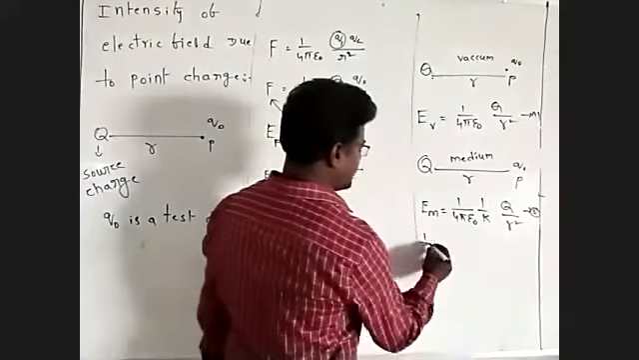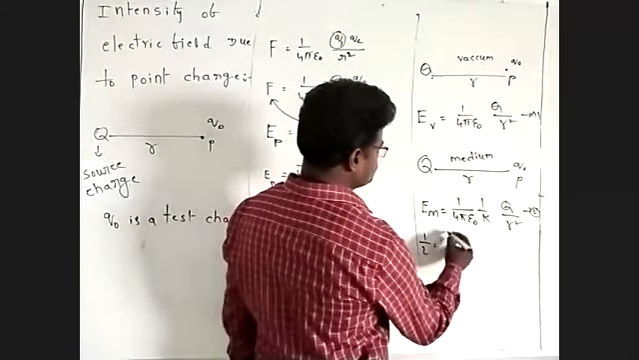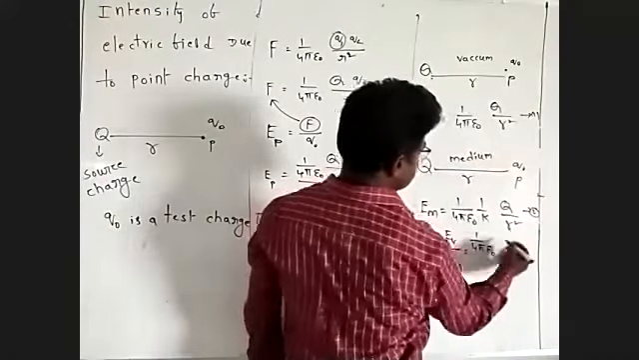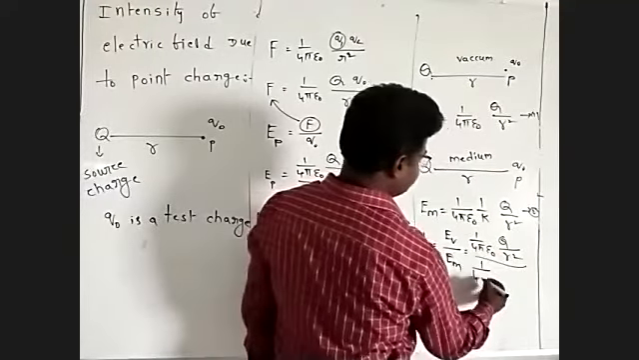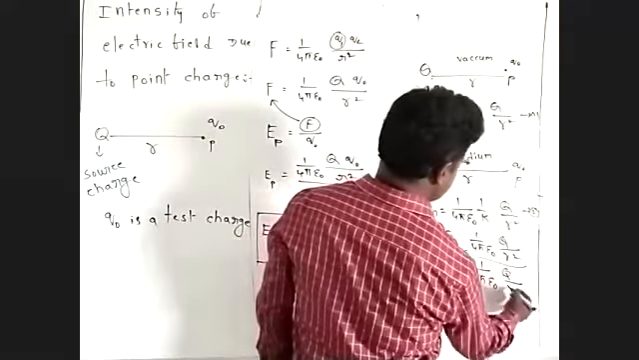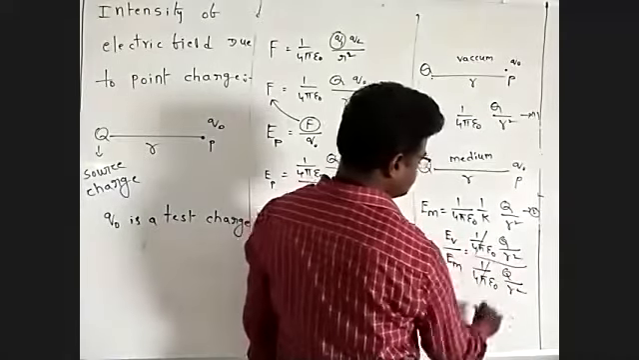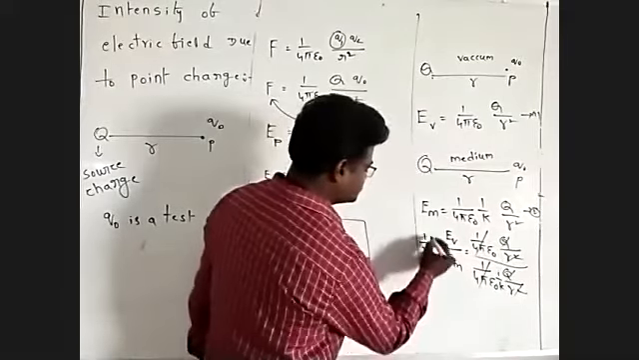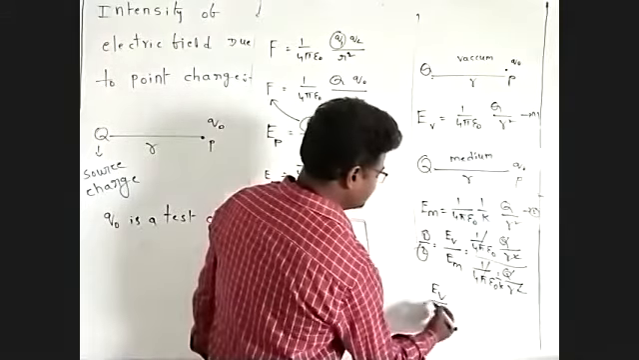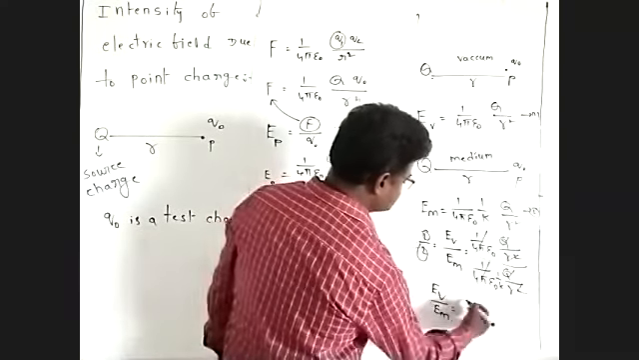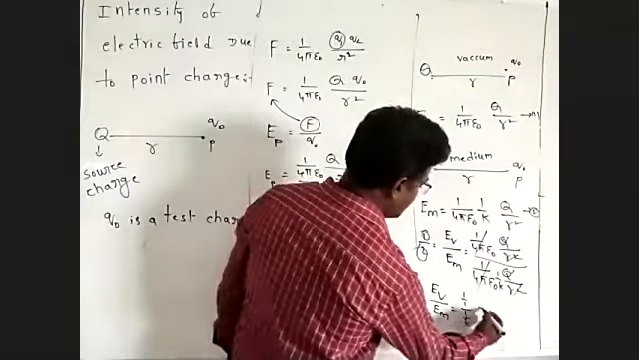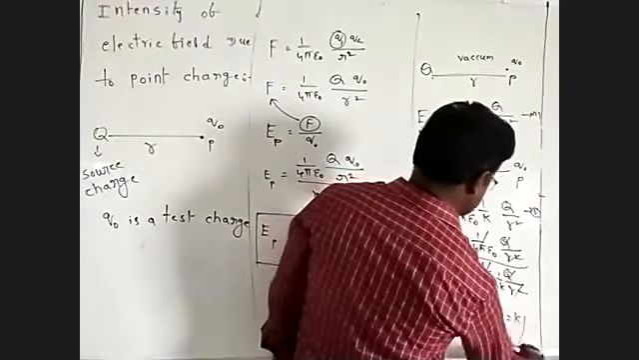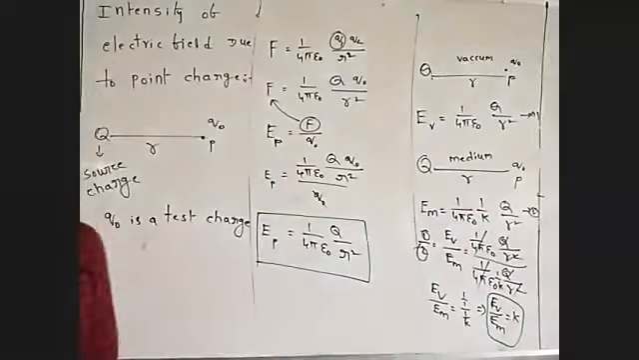Now divide equation number 1 by equation number 2. EV by EM is equal to 1 by 4 pi epsilon naught capital Q by R squared divided by 1 by 4 pi epsilon naught K capital Q by R squared. Now, 1 by 4 pi epsilon naught cancel each other, and R squared cancel each other. So EV by EM is equal to 1 by K. That is the relation.